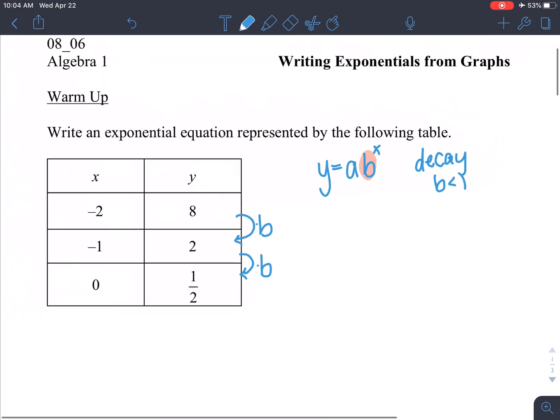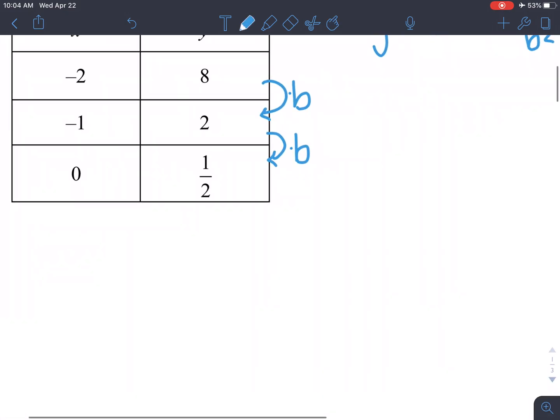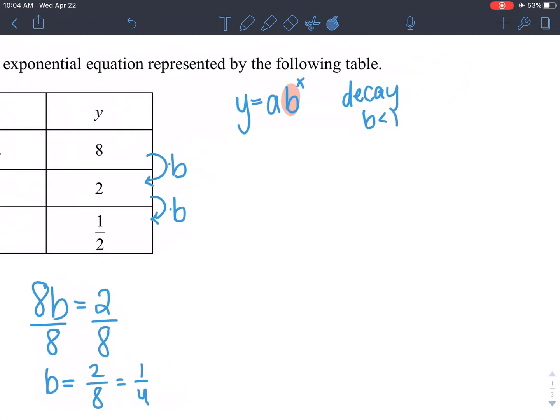Okay. So if we have a hard time figuring out what that value actually is, we can set up an equation. I know 8 times some kind of number is going to give me 2. Then when I solve for b, I'm going to divide both sides by 8, and I get b equals 2/8. Well, when I do that and I reduce it, I know that my base is 1/4. So now I know my base is 1/4.